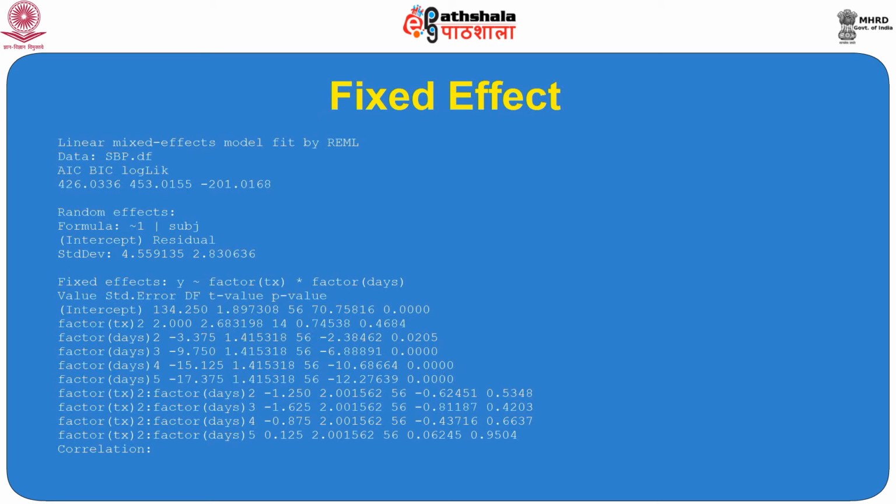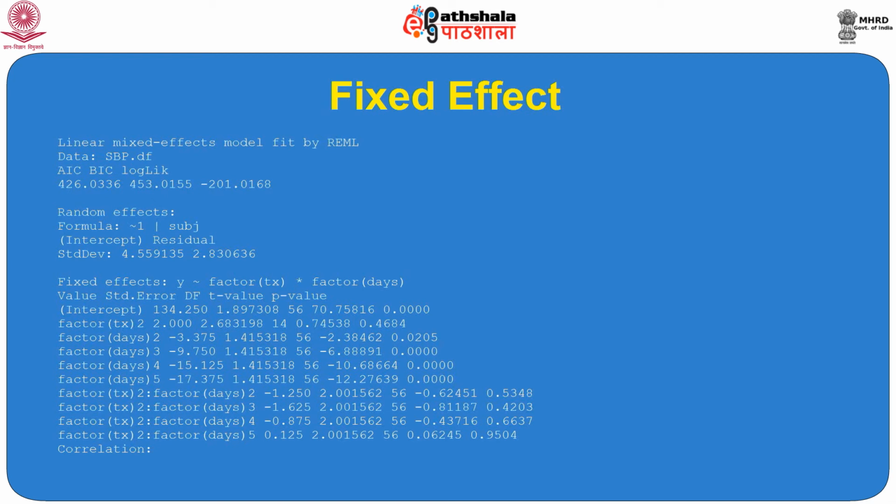So it is to be noted that in this result part, the intercept is coming as 134.250, standard error 1.89, with degree of freedom 56 and t value 70.75, and you are not going to consider it as a statistical inference about the intercept. But in the second row of the table, the factor tx2, treatment 2 with respect to treatment 1, the standard regression coefficient value is obtained as 2, standard error 2.68, degree of freedom 14, t value 0.74, and again p value 0.46.